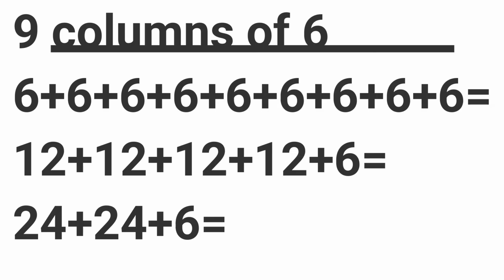Okay, I counted 9 columns with 6 in each column, which would be just adding 6 up 9 times. Now, in order to make that a little easier to add, I'm going to take these 6's and group them up so that I have 12 plus 12 plus 12 plus 12 plus 6. Now, that's still quite a bit to add. So the next thing I would do is know that 12 plus 12 is 24. This is really just 2 groups of 24 plus 6. That I can do.